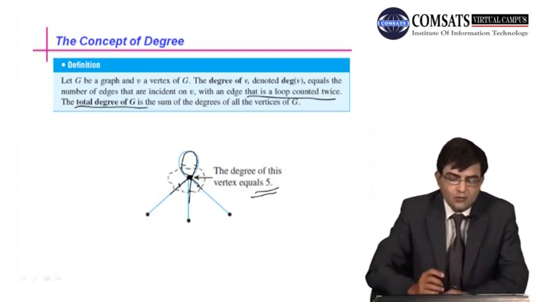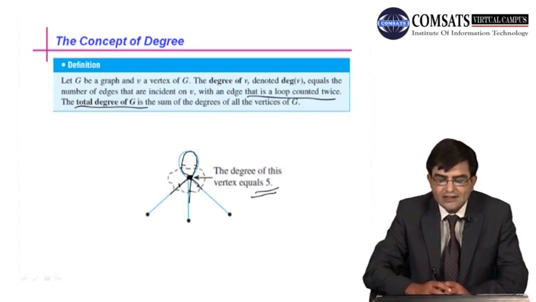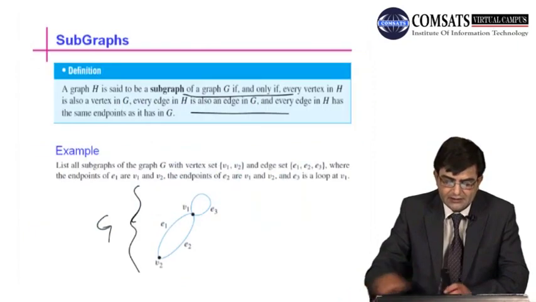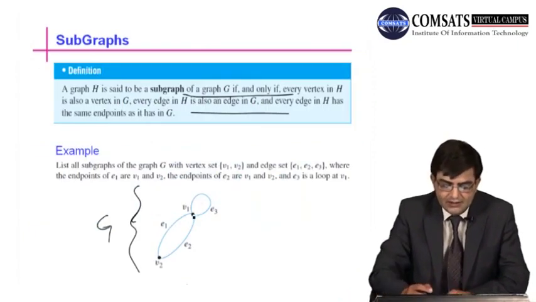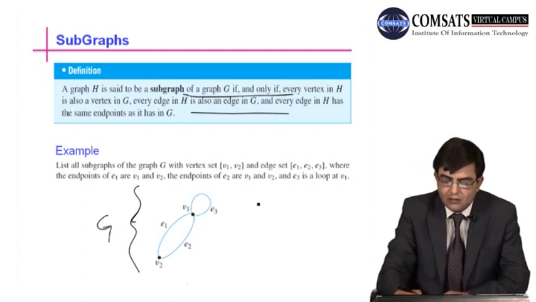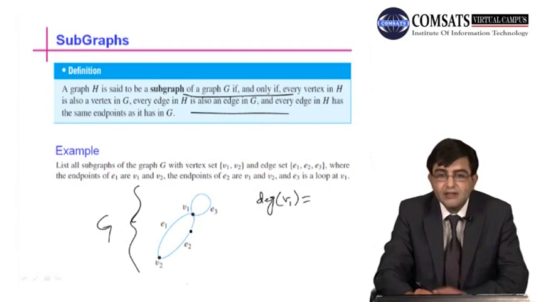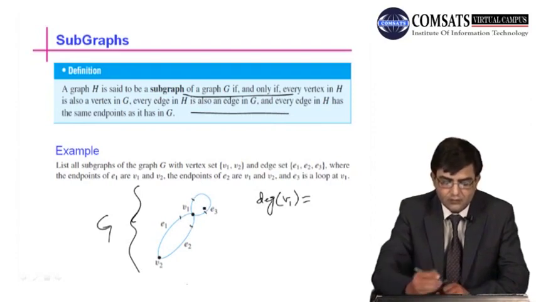And what is the total degree of any graph G? Basically the total degree of graph G is the sum of the degrees of all the vertices of G. For example, in the previous slide we discussed this graph. What is the degree of this graph? We have two vertices v1 and v2. Now we calculate the degree of v1. How many edges are incident on v1? 1, 2, 3, 4.